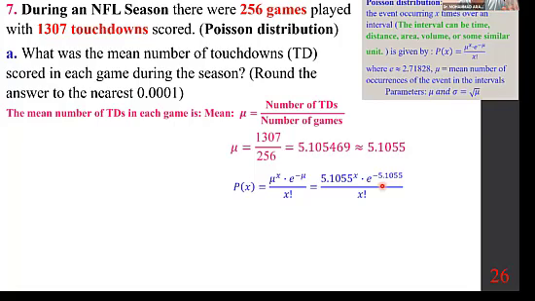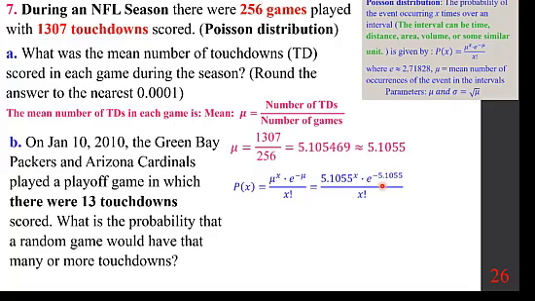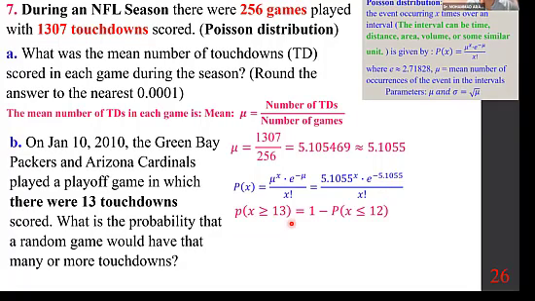On January 10th, 2010, the Green Bay Packers and Arizona Cardinals played a playoff game in which there were 13 touchdowns scored. What is the probability that a random game would have that many or more touchdowns? So we are interested in the probability of x larger than or equal to 13. Now, what this means is that probability of x equals 13 plus probability of x equals 14, and the sky is the limit. So 1 minus the probability of x less than or equal to 12 is the proper way of calculating this.